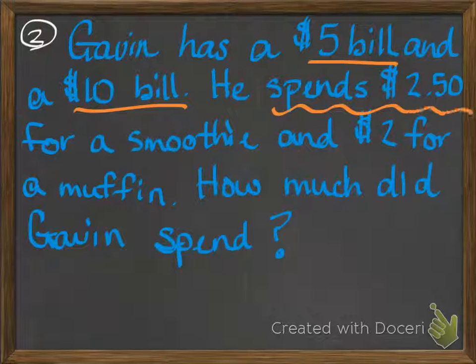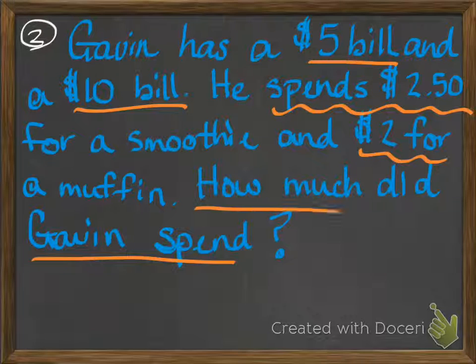He spends $2.50, so I know that's going to be take away, and then he spends $2 more for a muffin. So we're trying to figure out how much did Gavin spend altogether. Now, this problem says how much he has to begin with, but it's asking how much did he spend, not how much does he have left over. So you have to be careful to answer what the problem is asking you to do. It's not asking how much does he have left after he spends the money, but how much did he spend.